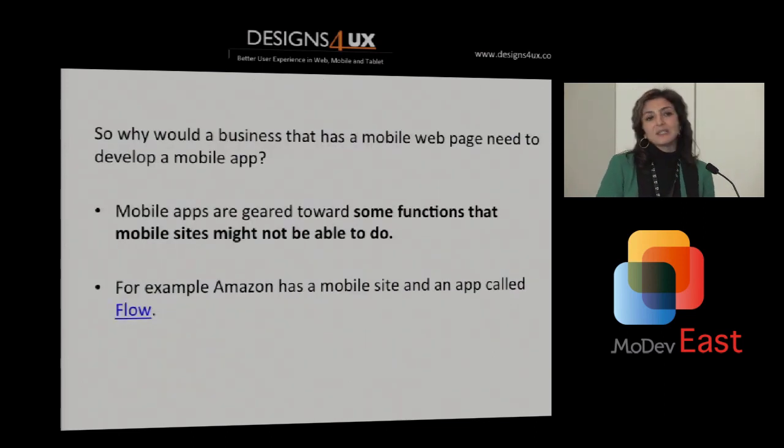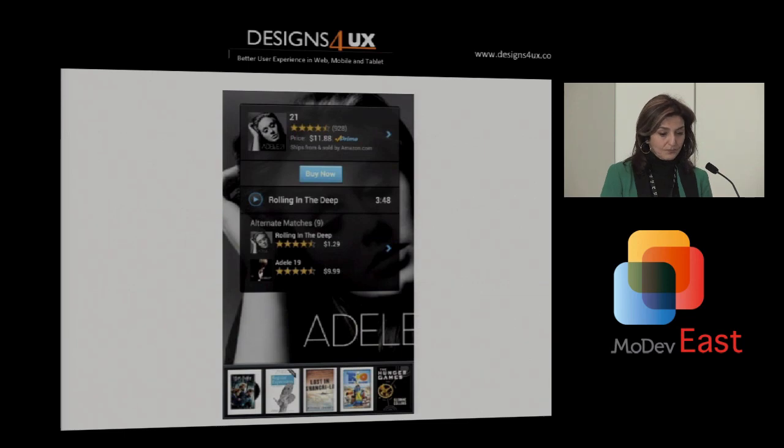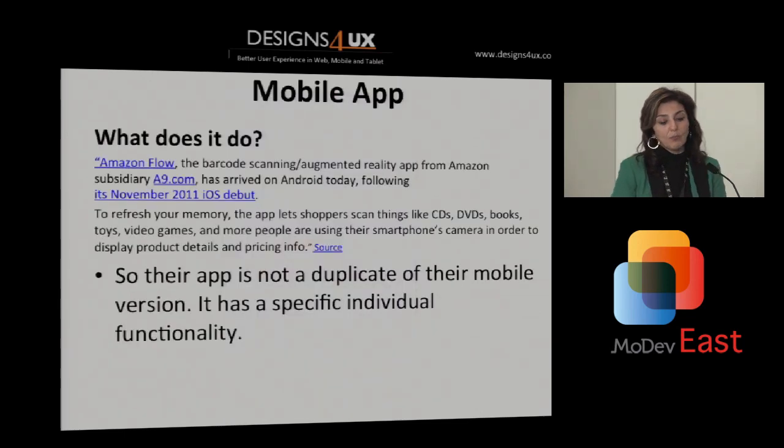So why should a business have a mobile site and an app? What's the reason? Why do they have to have two of them? Mobile apps are geared towards some functions that a mobile site may not be able to do. For example, Amazon has a mobile site, and also they have an app called Flow. Flow has barcode scanning and augmented reality capability, so you can scan a barcode or take a photo of images, books, CDs, and compare them in their store. This is not what their mobile site does. So their app is not a duplicate of their mobile version. It has a specific individual tool.